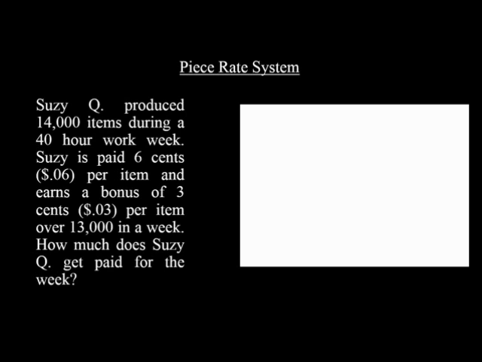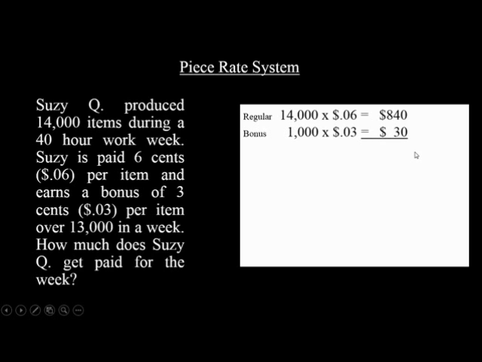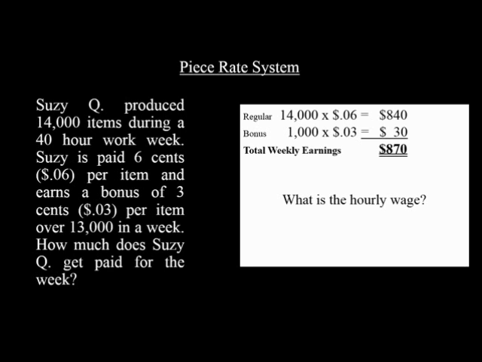Let's calculate her regular earnings. Regular earnings would be the 14,000 units multiplied by the 6 cents equals $840. Her bonus earnings are going to be calculated at 1,000 units times 3 cents to provide a total weekly earnings of $870. What is her hourly wage? $870 divided by 40 equals $21.75 per hour.